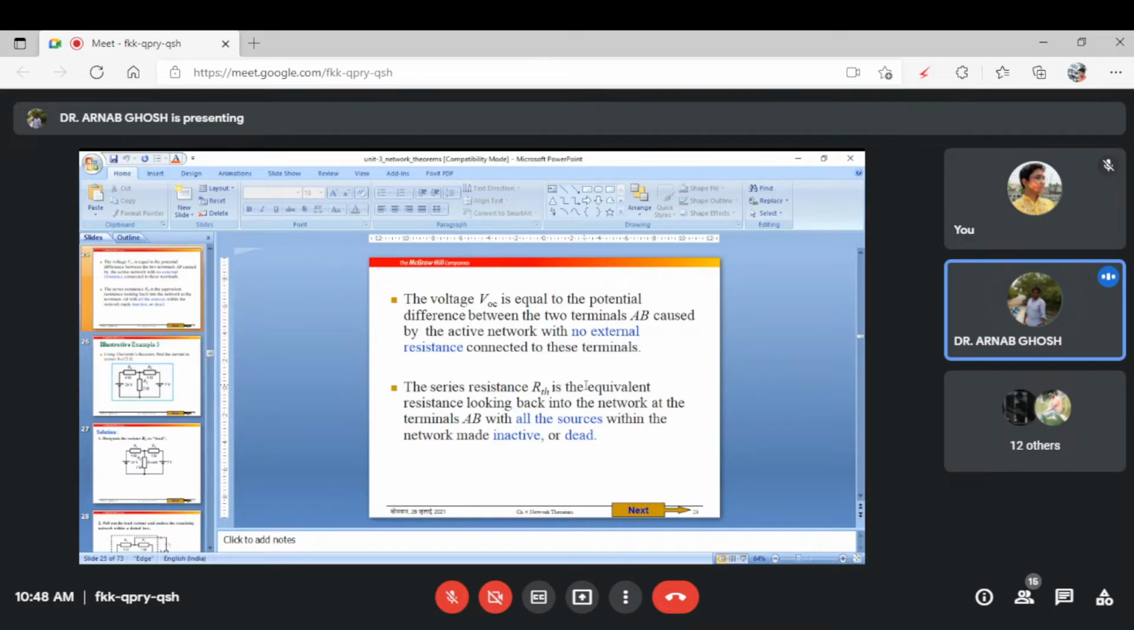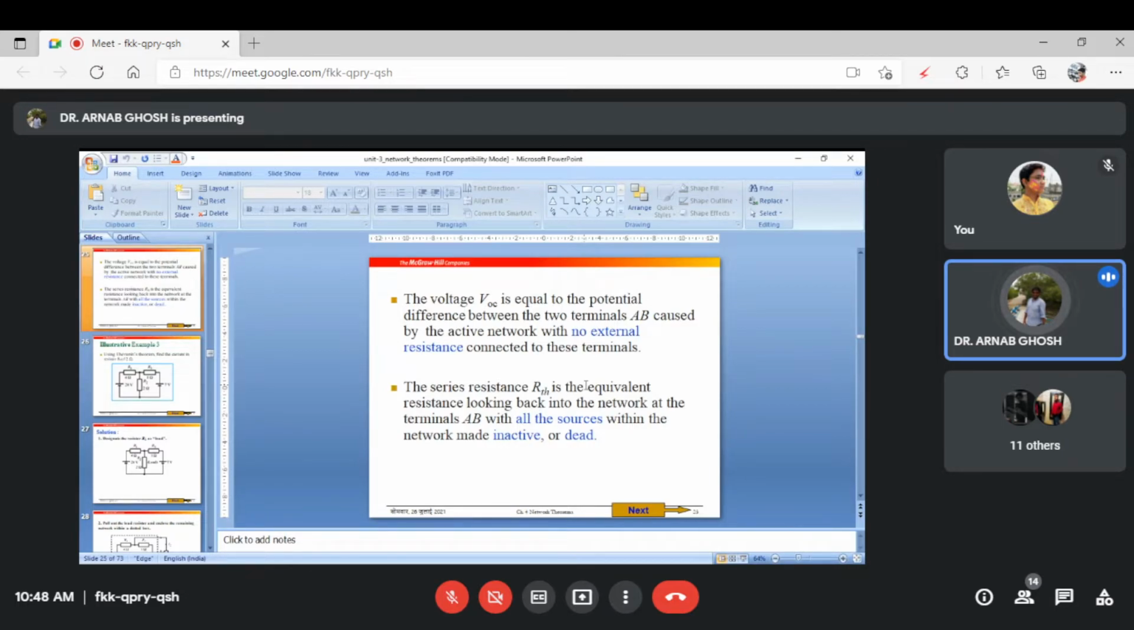Okay. So what is VOC? The voltage VOC will be equal to the potential difference between the two terminals when no external resistance is connected across the terminals. This is the open circuit voltage when we have removed the load resistance. And the series resistance RTH is the equivalent resistance with all the sources within the network made inactive or dead and without the load resistance.